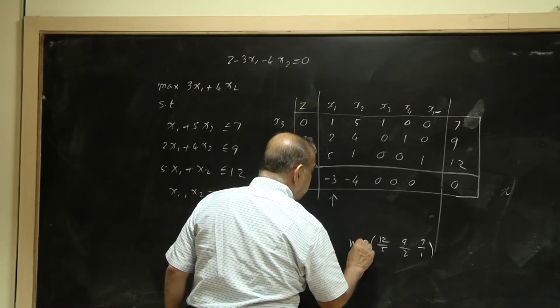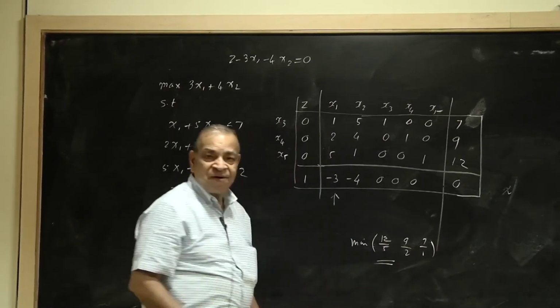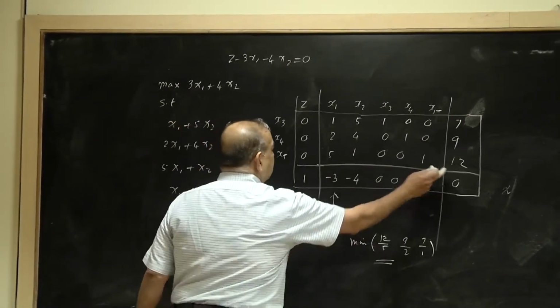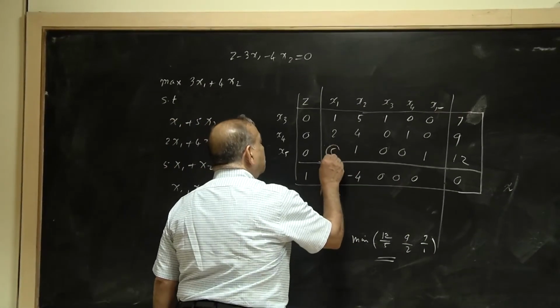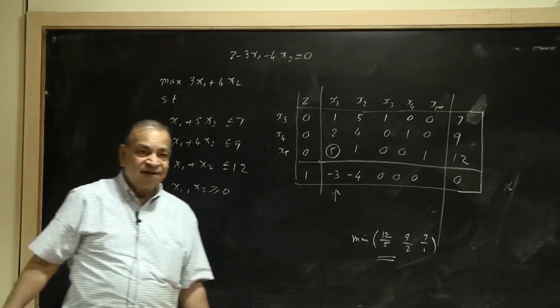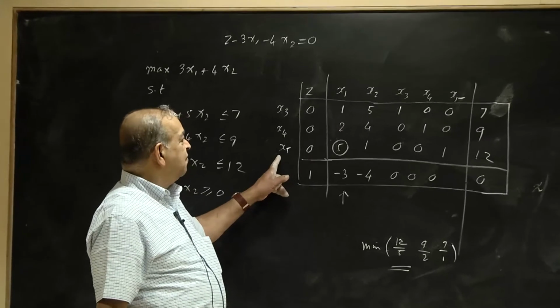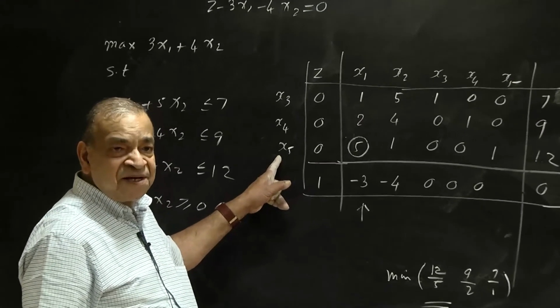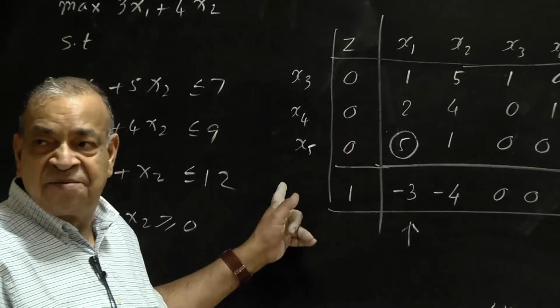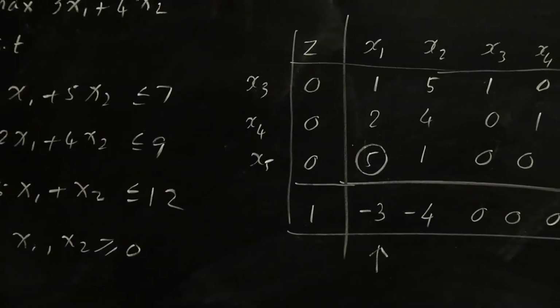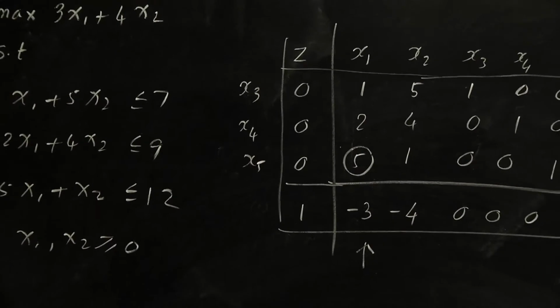Choose the minimum, which is 12 over 5. That happens here. So you put a circle around it, which is equivalent to saying x5 is going to leave the basis, x1 is going to enter the basis. Do you follow me? Please stop me, because after all you should know how to solve another problem.